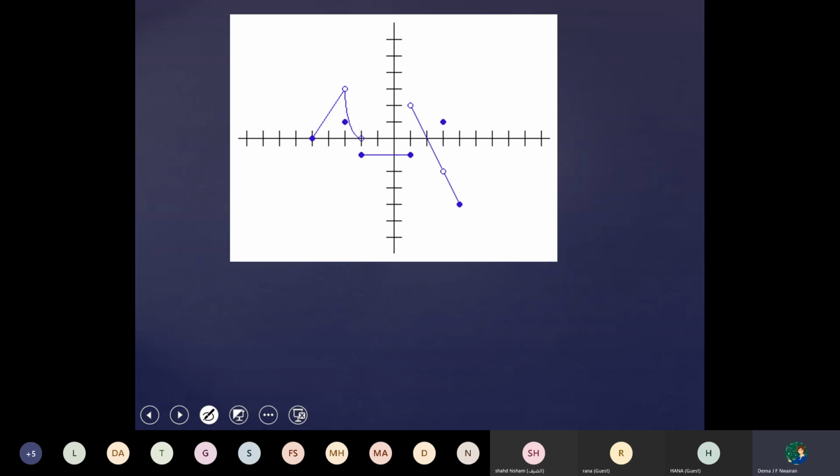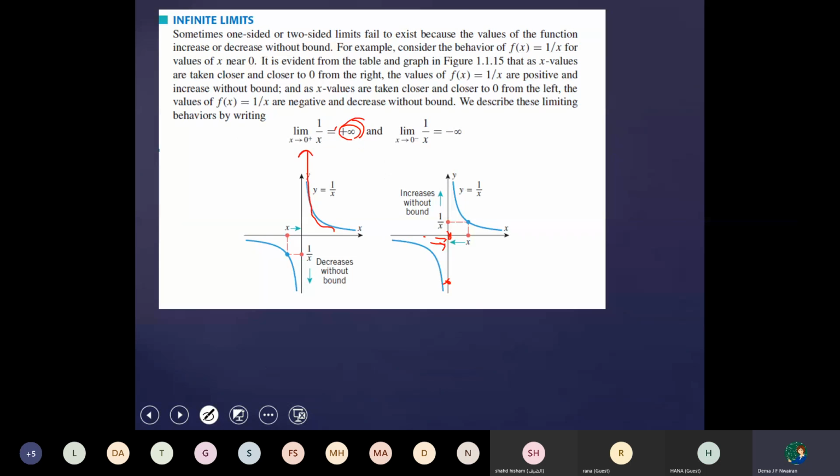Here the curve or the line touches the x-axis or the y-axis at exactly one point. But here, it doesn't touch it. It gets close to the axis, but without touching it. So when I ask you about 1 over x at 0 from the right, the curve will increase without bound, increase to the positive y-axis, so I will say it is positive infinity.